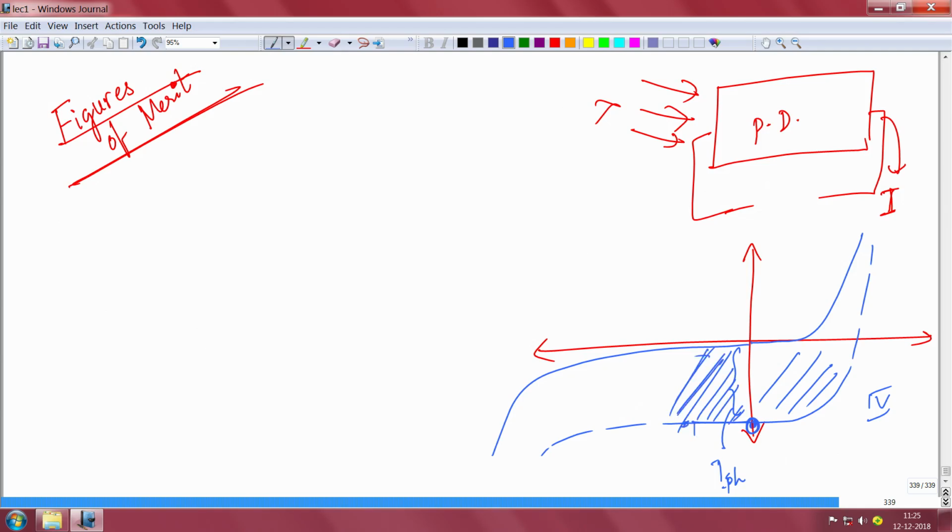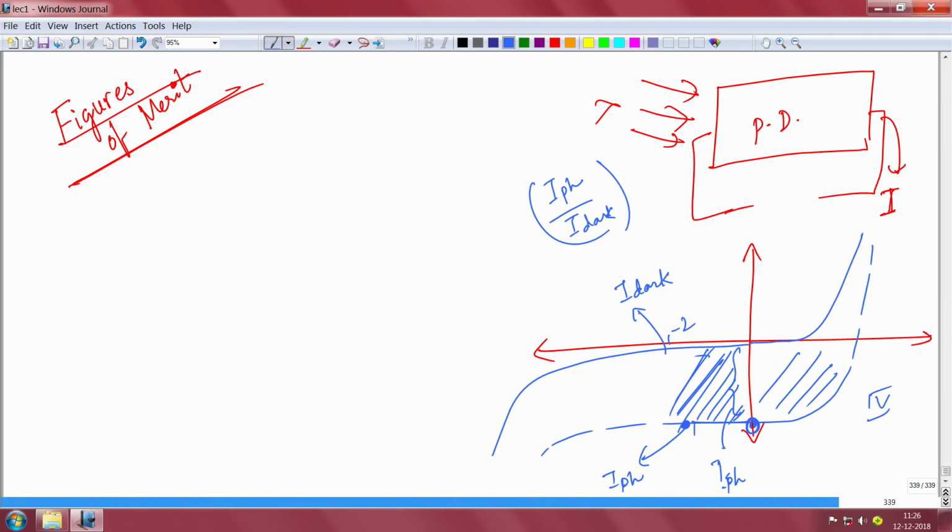So the current that you have here is actually the photo current. It's called photo current, and the current that you had in the absence of light you call dark current. So one of the important parameters is the photo to dark current ratio, I photo by I dark at a particular voltage, maybe -2 volt or -5 volt. This ratio should be very high. You want that ratio to be many orders of magnitude, so that your detector is more sensitive.